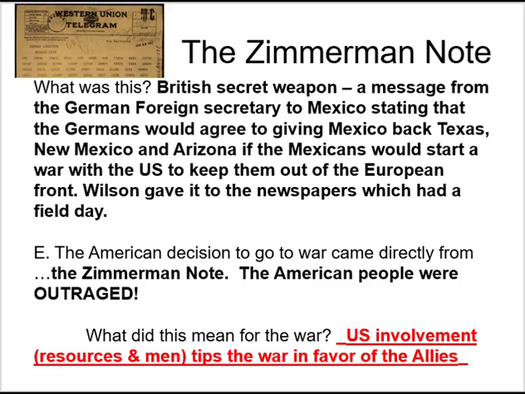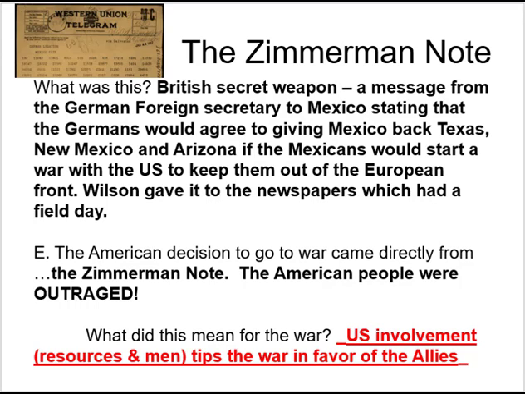So the official kind of straw that breaks the camel's back is the Zimmerman note. This was Britain's kind of like secret weapon. They intercepted a telegram between the German foreign secretary and the Mexican government saying that if Mexico would keep the U.S. busy and keep us out of a European war, the Germans would solve the European war and then come help the Mexicans beat the Americans, and then the Mexicans would get back a bunch of territory.